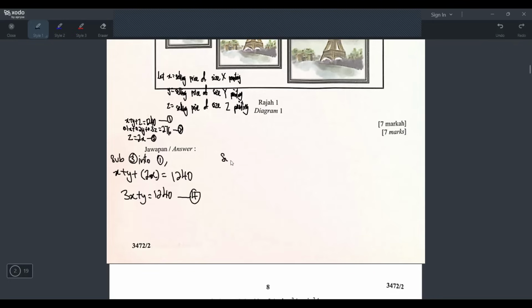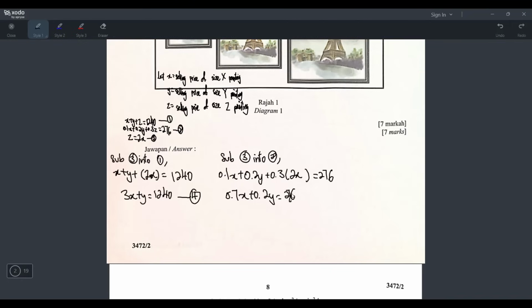And then I will repeat the same step, but this time I will sub 3 into 2. It means 3 into 1, 3 into 2. So now it becomes 0.1x plus 0.2y plus 0.3z, but the z has to be in a bracket, equals 276. And for the z, you will substitute 2x. So now you will get 0.3 times 2, which is 0.6, plus 0.1, 0.7, plus 0.2y equals 276, right? Let me just double check with my calculator because I'm scared I write the wrong answer. Actually, 0.3 times 2 plus 0.1, yes, correct, 0.7x.